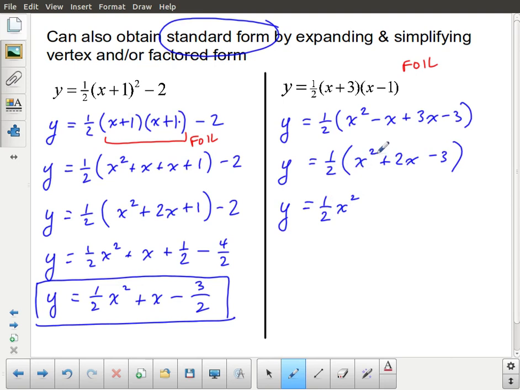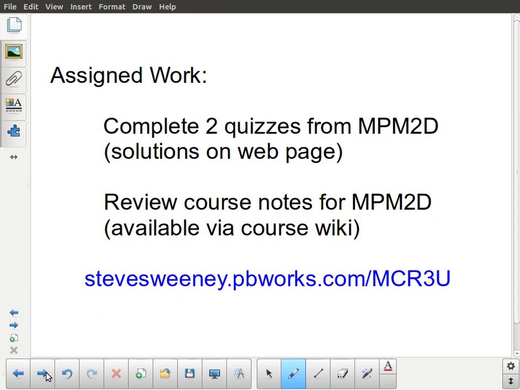1 half times x squared is just 1 half x squared. 1 half times 2x is plus x. And 1 half times negative 3 is negative 3 halves. And as you can see, that final answer is exactly the same as the final answer I got with the other expansion. And I believe that is the end of this first review lesson.